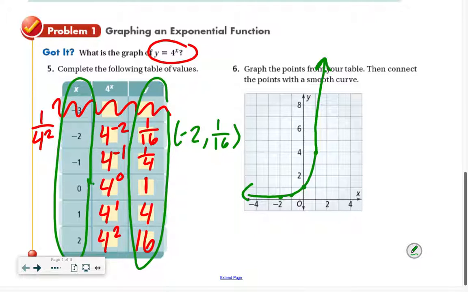It turns out to be a smooth curve where it kind of looks like it touches the x-axis. But do we ever hit 0, do you think? No, you just get super close. Very close, but it never actually hits 0.